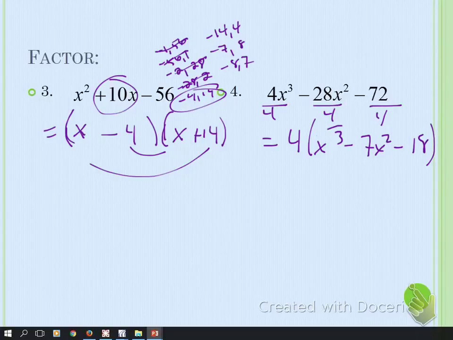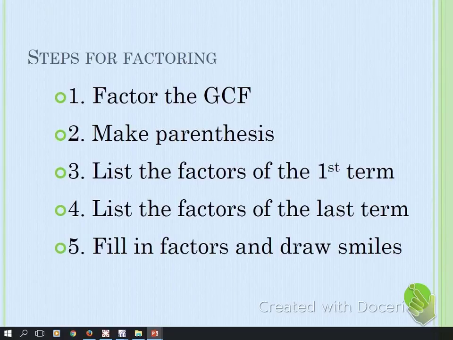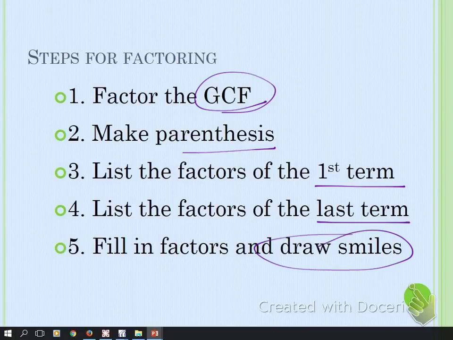But because this is, again, a cubic and not a quadratic, we can't factor down anymore. So we don't call it prime because we've actually factored it down some, but we don't do any more than that. Okay? All right, so we're still factoring. So we're still doing the same thing. Look for a GCF first, make your parentheses, list your factors of the first term, factors of the last term, and then draw your smiles.